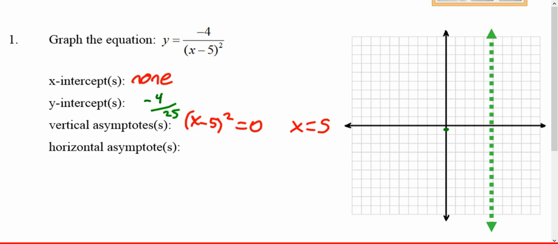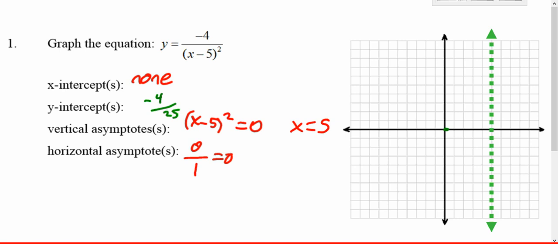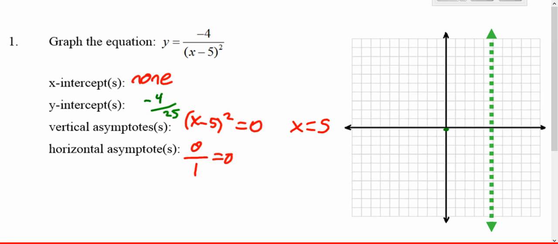And for your horizontal asymptotes, you look at the coefficients of the highest degree. So in the entire problem first, we got x squared is the highest degree. The coefficient of x squared on the top is 0. The coefficient of x squared on the bottom is 1. 0 over 1 is 0. So there's a horizontal asymptote at 0. So draw your horizontal asymptote at 0. It's y equals 0 for the equation.